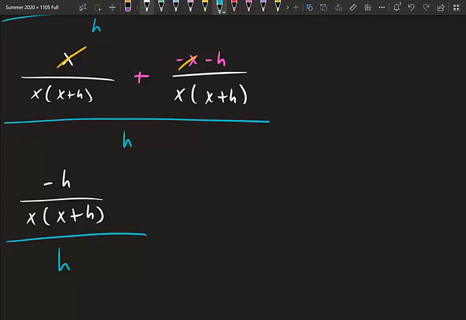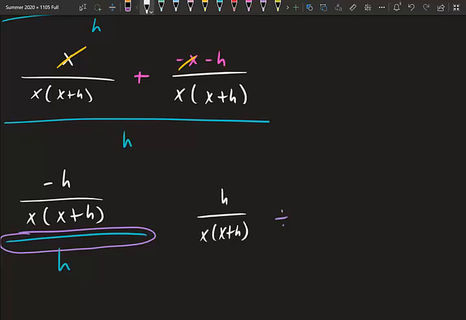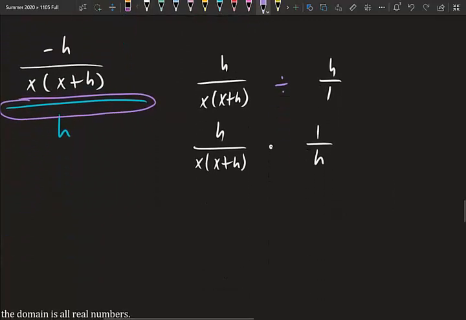We keep, change, flip, remember? So just as a reminder, this sign right here just means division. So we have negative h over x times x plus h divided by h over 1. Keep, change, flip. So we keep the first one. We change the sign. We flip the second one. We can simplify. And when we do, we're left with negative 1 over x times x plus h.